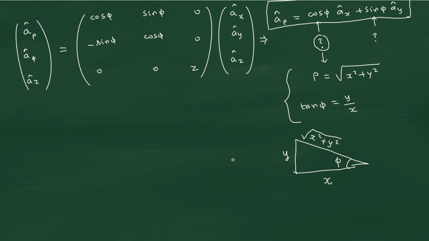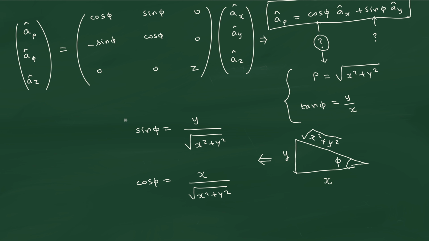And therefore, from this triangle, we can write down what is sin phi. So sin phi would be equal to y divided by square root of x square plus y square. And we can also write down what is cos phi from the same triangle. So cos phi would be equal to x divided by square root of x square plus y square. So now you see that we got sin phi and cos phi.